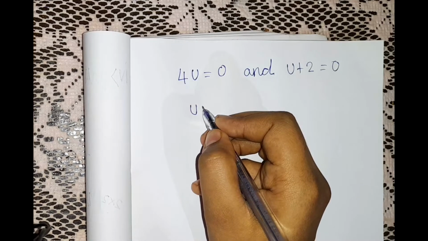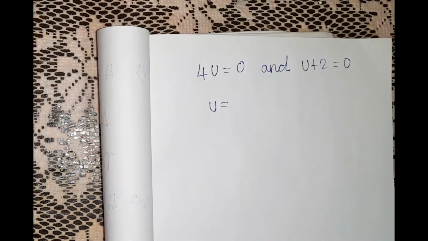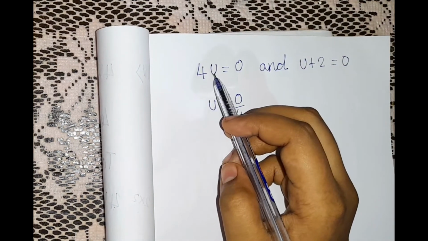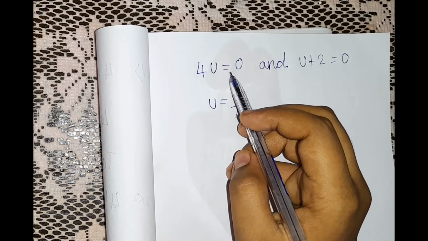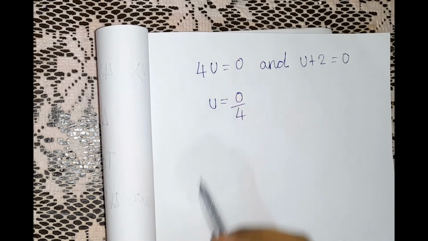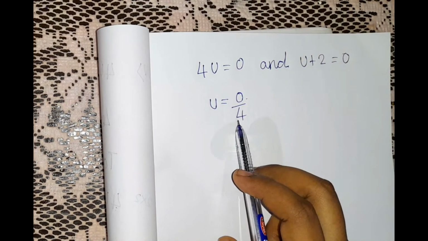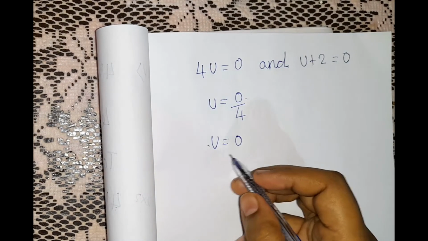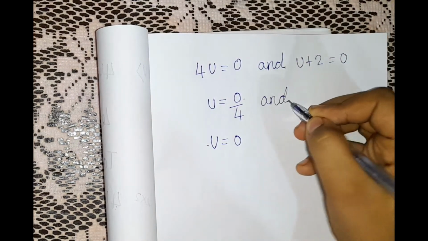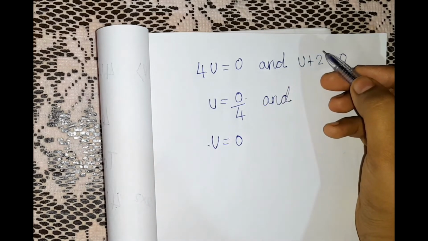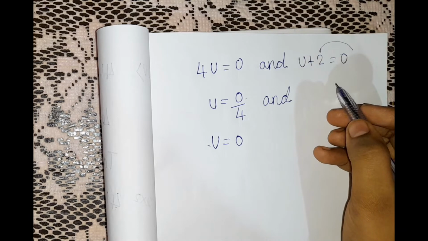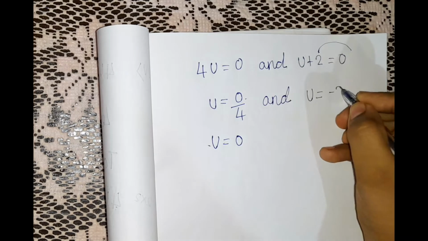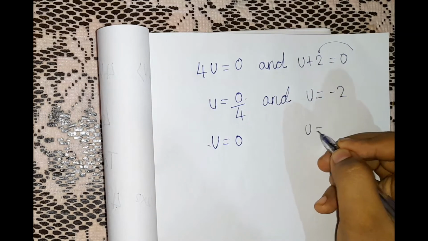So now we are going to write u is equal to 0 divided by 4. Why? Because here it is in the multiplication form. When it crosses the equal to bridge, then it is division. So here it is 0 divided by 4, and 0 divided by 4 is 0. So we got u is equal to 0. Here you can see we have plus 2. When this plus 2 goes to the right side, it changes into minus 2. So u is equal to minus 2. So the u value is minus 2.